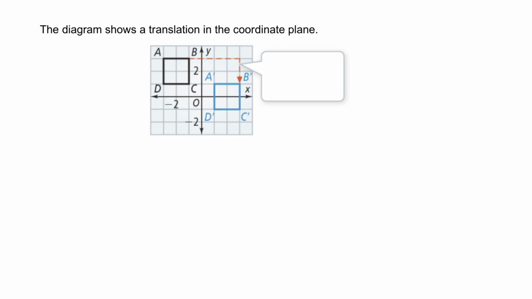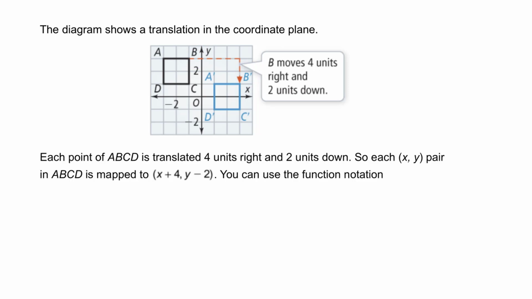The diagram shows a translation in the coordinate plane. Note the pre-image in black, A, B, C, D, and its image in blue, and we can specifically identify the motion in this translation by considering vertex B and its corresponding vertex B prime in the image. B moves 4 units right and 2 units down. Each point of quadrilateral ABCD is translated 4 units right and 2 units down.